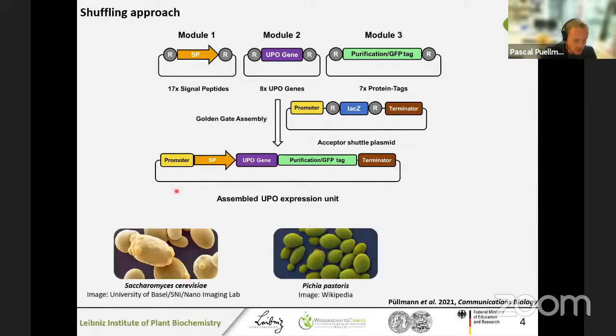So first we started with Saccharomyces, but then we also switched to Pichia pastoris, because this is a very interesting yeast also for industrial applications. There are some beneficial features when it comes to high yield target protein production and secretion.